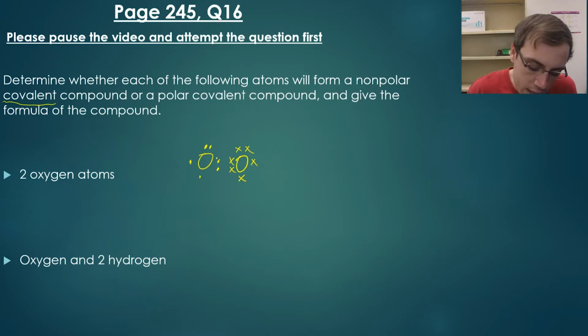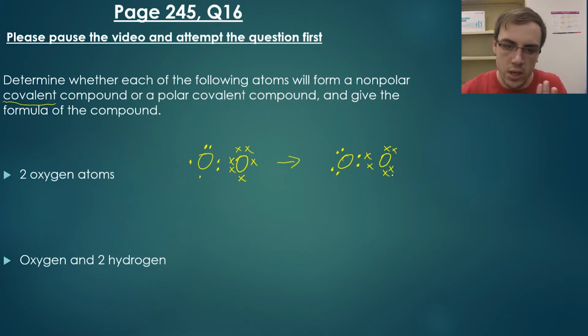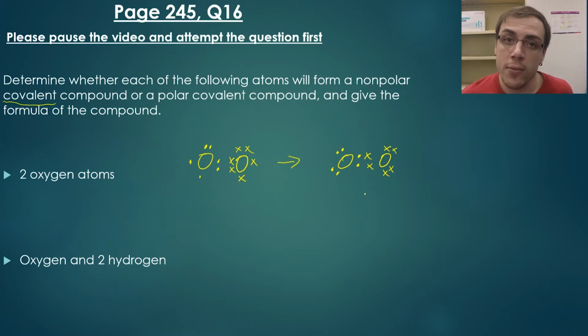So if we have a look over here and we count them all, 1, 2, 3, 4, 5, 6, 7, 8. So this oxygen is happy. Then 1, 2, 3, 4, 5, 6, 7, 8. So this one is happy. So how this would look is like this, and that just shows that the electrons are nice and spread out. And again, this is how O2 would look in real life.